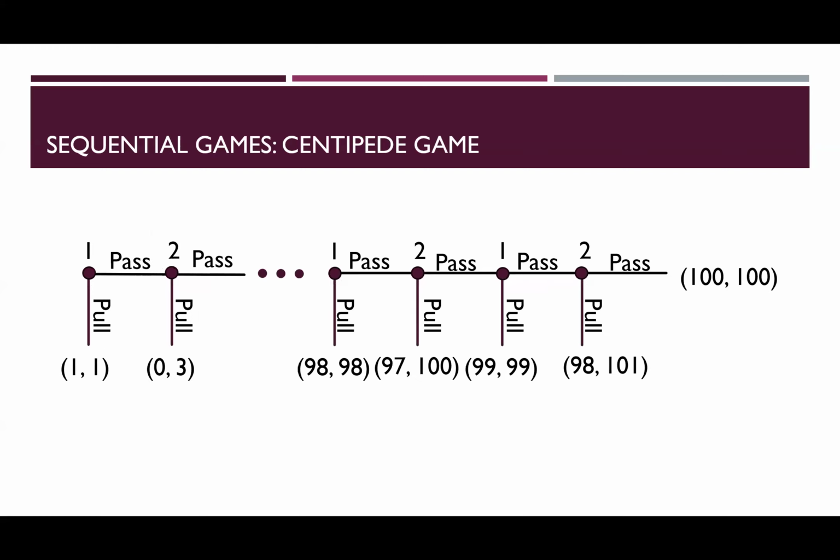Okay, so here on the slide, you can see a visual of this game. Player one starts. They can either choose to pass or pull. If they pass, player two has that same choice to pass or pull.